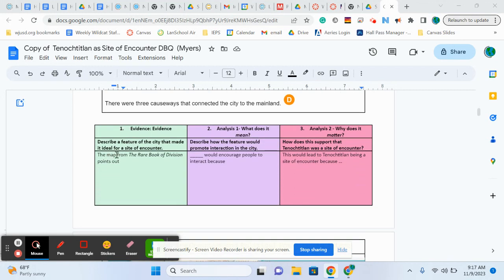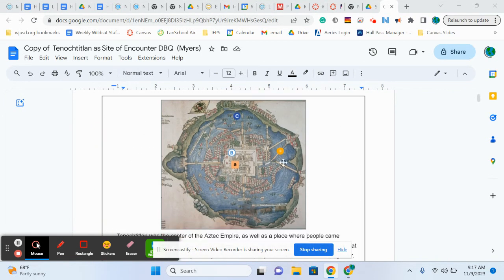So the map from the Rare Book Division points out. This is where you're just going to describe what are some of the things in the map. What is the map showing?